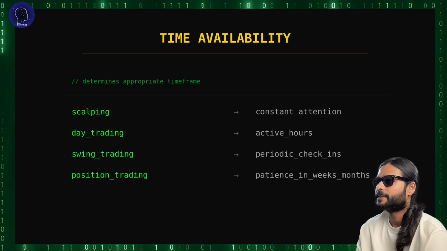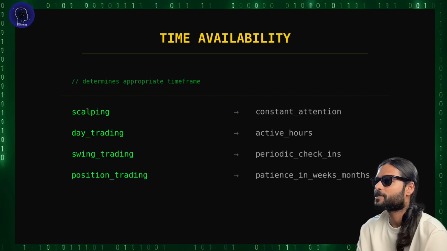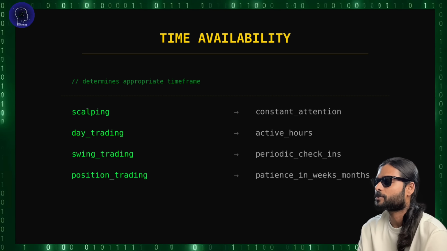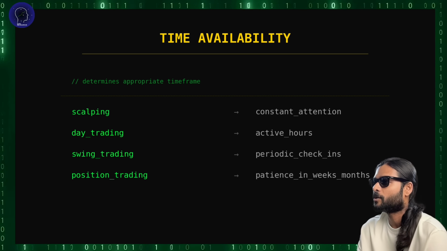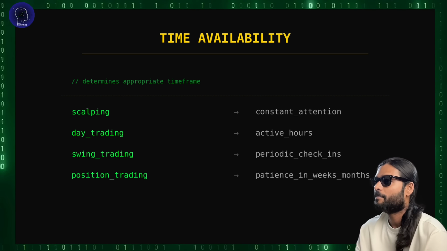Time availability determines the appropriate time frame. Scalping requires constant attention. Day trading requires active hours. Swing trading requires periodic check-ins. Position trading requires patience measured in weeks and months.